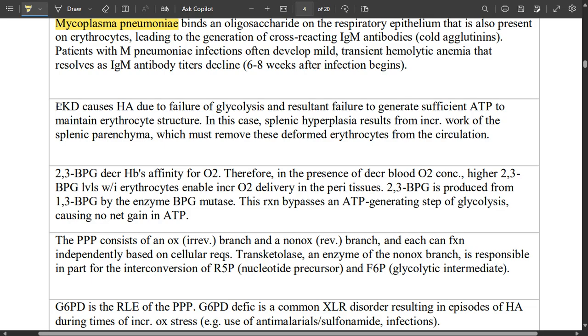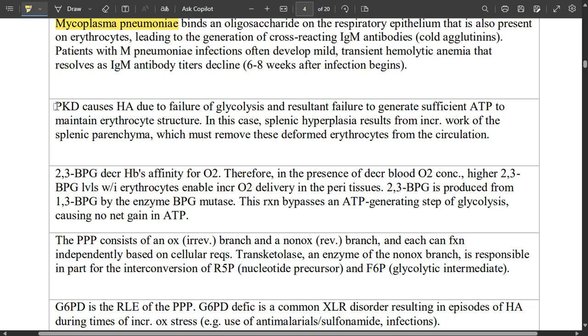How does polycystic kidney disease, where there are multiple cysts in the kidney, cause hemolytic anemia? It causes hemolytic anemia due to failure of glycolysis, resulting in failure to generate sufficient ATP. So there is no glycolysis, so there is insufficient ATP, and insufficient ATP cannot maintain the normal sodium potassium ATPase pump in the RBCs. In this case, splenic hyperplasia results from increased work of the splenic parenchyma, which must remove these deformed RBCs from the circulation. PKD, I'm not sure what PKD is.